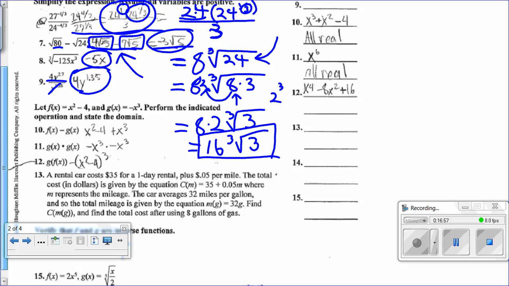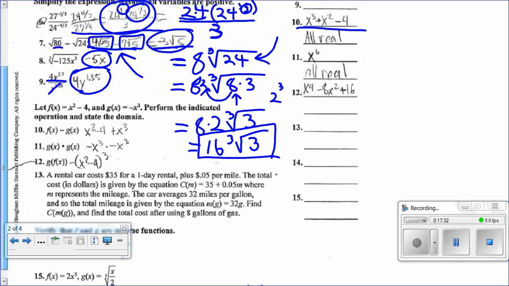Now, okay, so I'm looking at number 10. That looks good to me, and you rewrote it in the proper form. And I don't see why our domain would not be all real numbers. It seems like any real number will work. So I think you are correct on number 10.